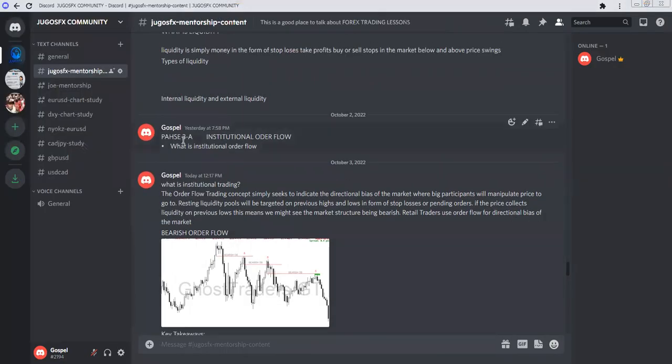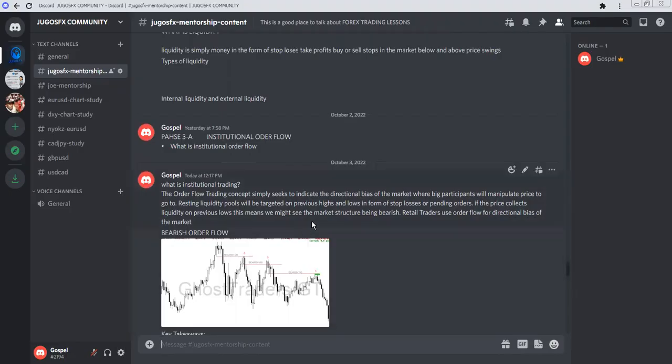So here we are, phase 3, institutional order flow. Let's first of all start with defining what institutional order flow is, so that it will ease you to be able to understand what I'll be saying. The order flow trading concept simply seeks to indicate the directional bias of the market, where big participants, the interbanks, the big banks, world banks like Bank of England, Bank of Canada, people that have huge sums of money in the forex market, will manipulate price to go.